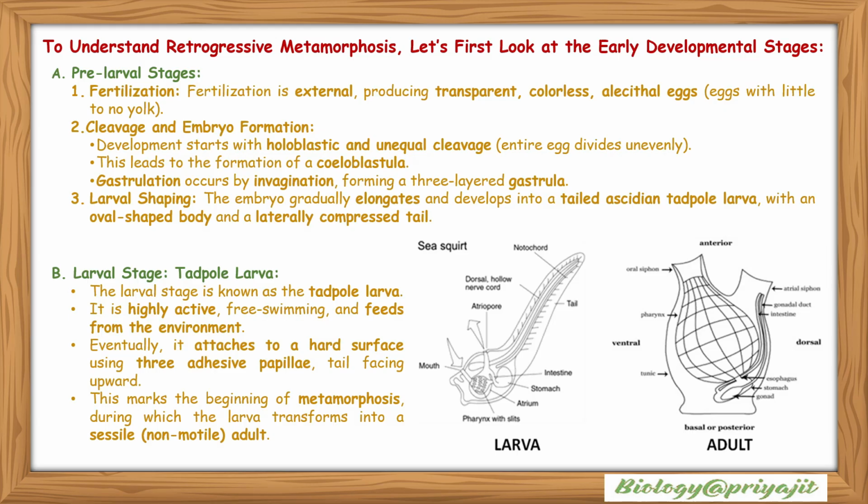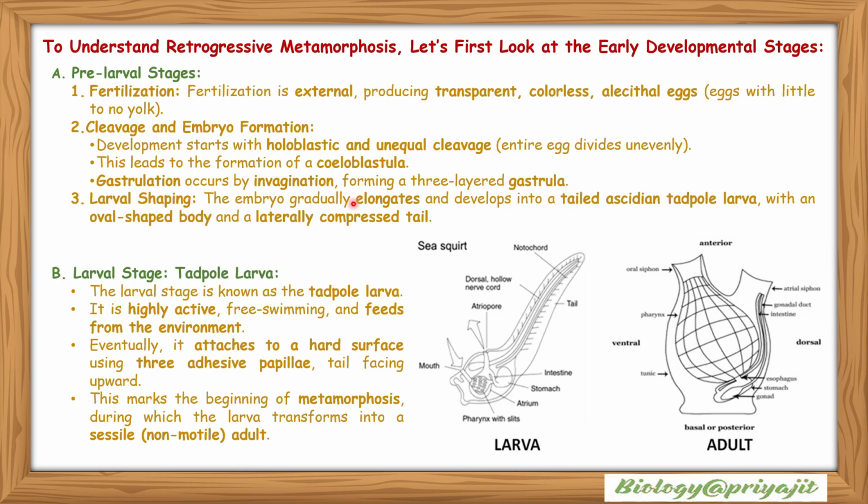To understand retrogressive metamorphosis, let's first look at the early developmental stages. What are the pre-larval stages? During this stage, fertilization is external, producing transparent, colorless alecithal eggs, eggs with little or no yolk. Cleavage and embryo formation. Development starts with holoblastic and unequal cleavage. The entire egg divides unevenly. This leads to the formation of a coeloblastula. Gastrulation occurs by invagination, forming a three-layered gastrula.